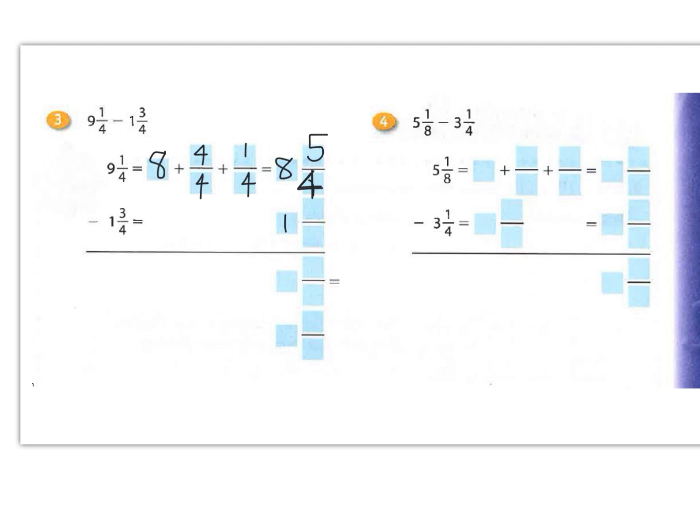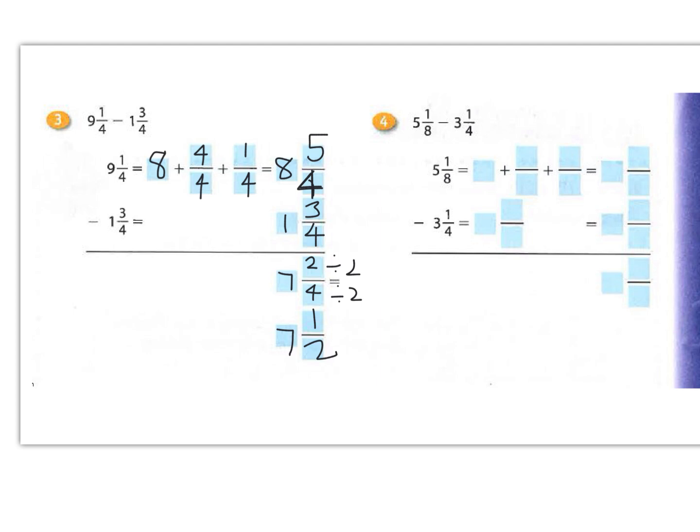Then we're going to take away 1 3/4. So now we have 5/4 minus 3/4 equals 2/4. 8 minus 1 is 7. Well, 2/4 can be simplified. We can divide top and bottom by 2. So we get 1/2. So we have 7 1/2.